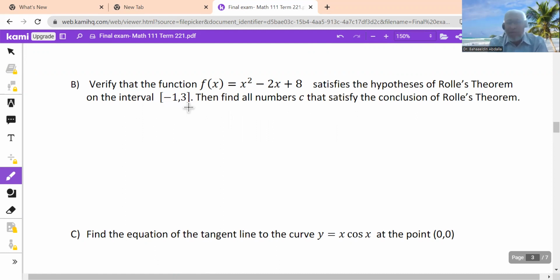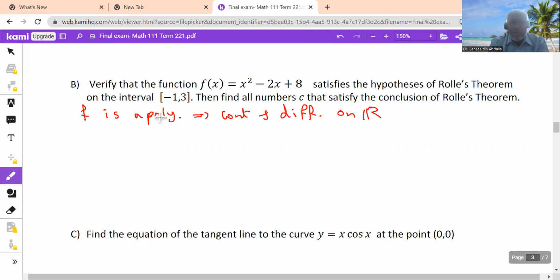So f of -1 has to be equal to f of 3. You see that this function is a polynomial. You can say that f is a polynomial, so it is continuous and differentiable on R. That's this fact about polynomials. Now the conditions of Rolle's theorem.